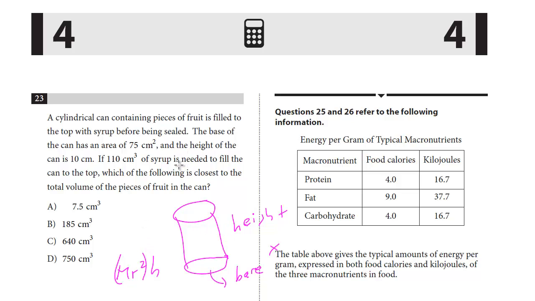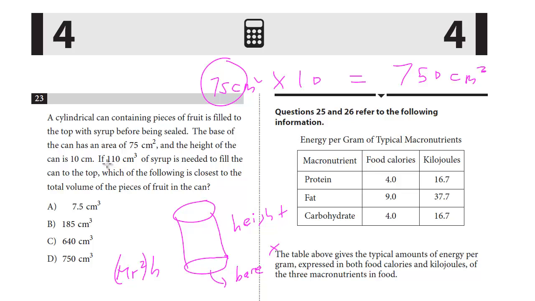And so it's really just understanding this formula. We know that the base is 75 square centimeters, and the height is 10. So we know that the base of the cylinder times the height, the total volume is 750 cubic centimeters. That's the total volume. If 110 cubic centimeters is needed to fill it up, we want to know which of the following is the closest to the volume of the pieces of fruit in the can.